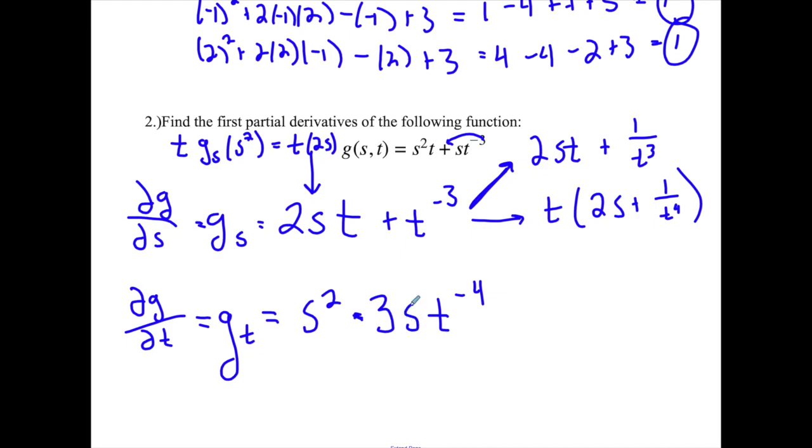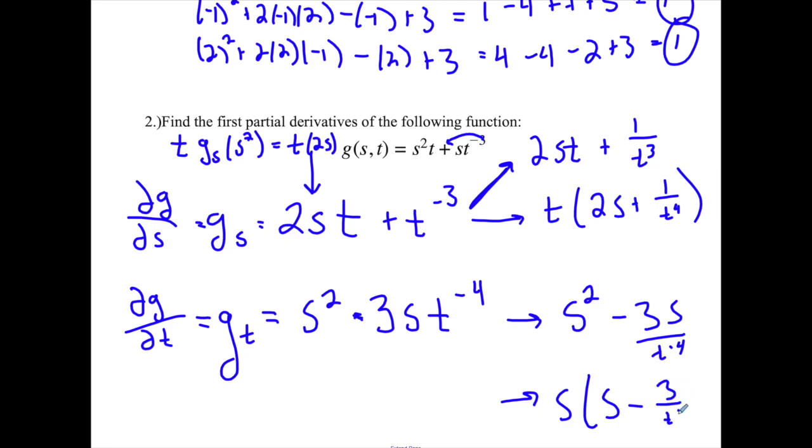The s is a constant, so it sticks with the 3 and the t, and then you drop that negative 3 down by 1. It becomes a negative 4. So you could write this as s squared minus 3s over t to the negative 4. I think I might have seen it written as s minus 3 over t to the fourth, or something like that. Lots of different possibilities.